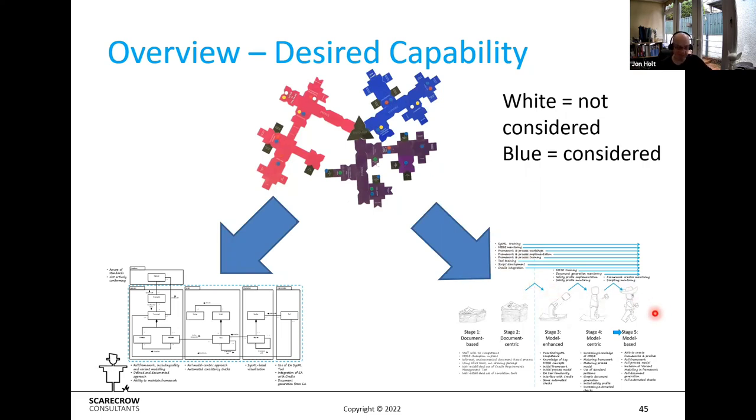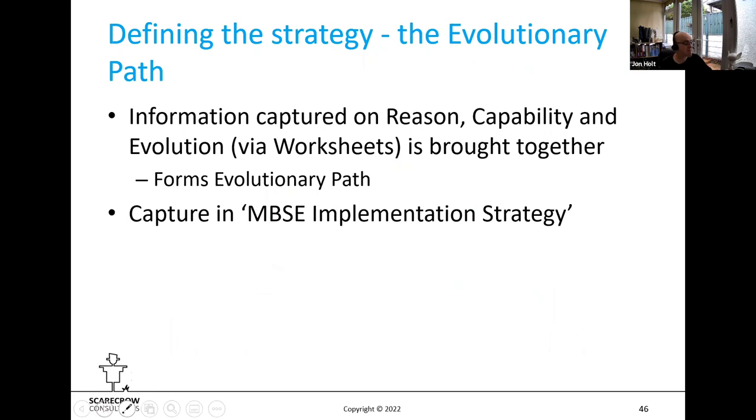So we use these techniques. In this case, it's called Ravens, and it's like big jigsaw puzzles that we can see here that allow us to do that. We take these three things. Where are we on here? Where do we want to be? And the why. And we use these to create what we refer to as an evolutionary path. And an evolutionary path is basically our main input into our MBSE implementation strategy.